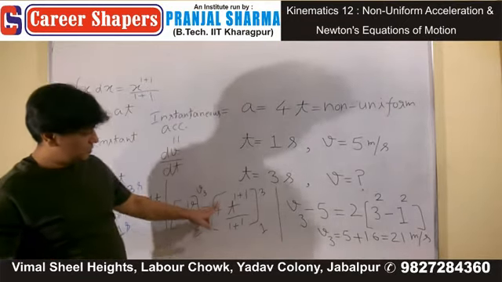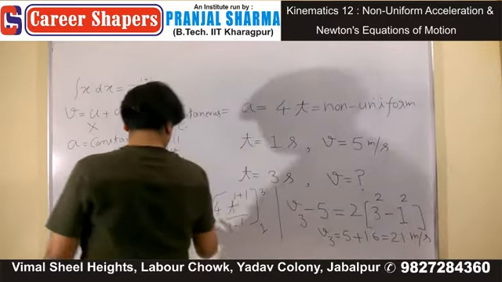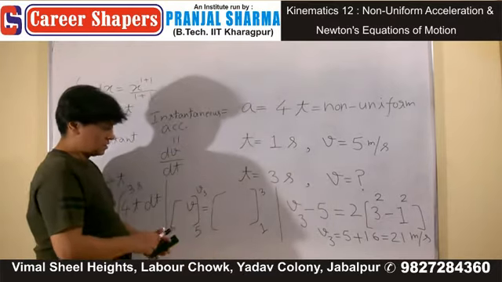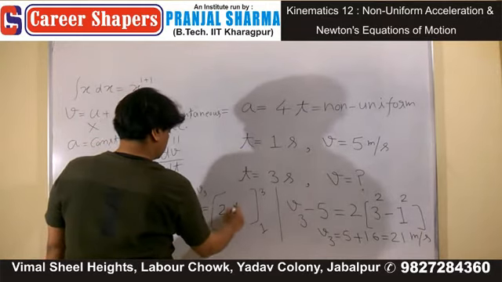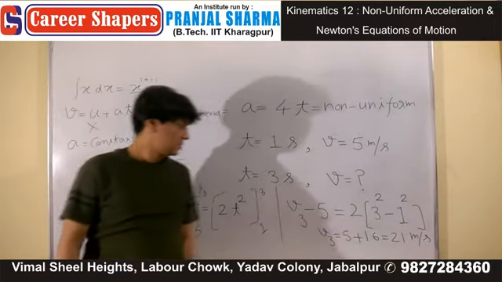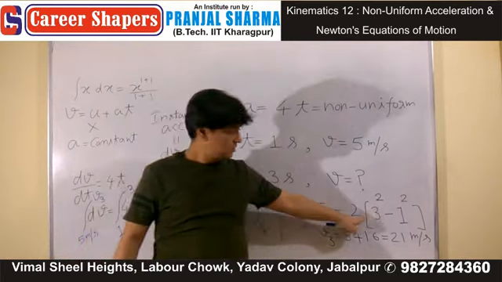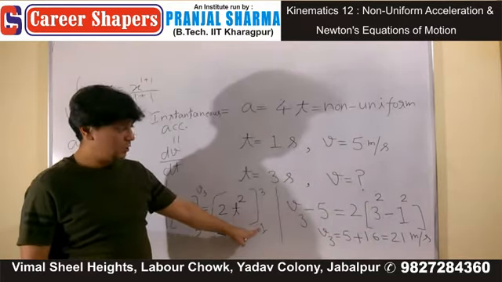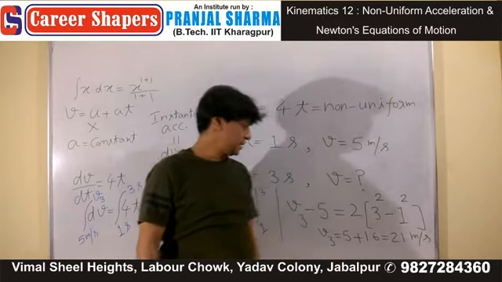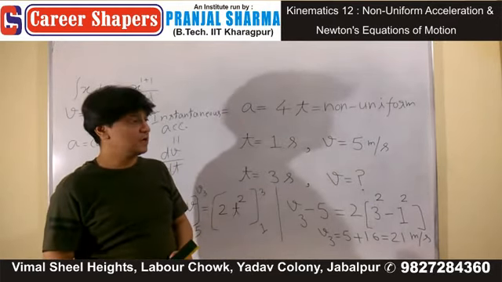This last part is what? The whole thing inside is 4 upon 2 and t to the power 1 plus 1. This is 2t square, and we have taken this 2 out. How do we use limits? Replace this t with the upper limit minus, replace this t with the lower limit. Solve this: 9 minus 1, 8 into 2, 16. And then you move 5 from the left side to the right side, giving us 5 plus 16, which is 21 meters per second.